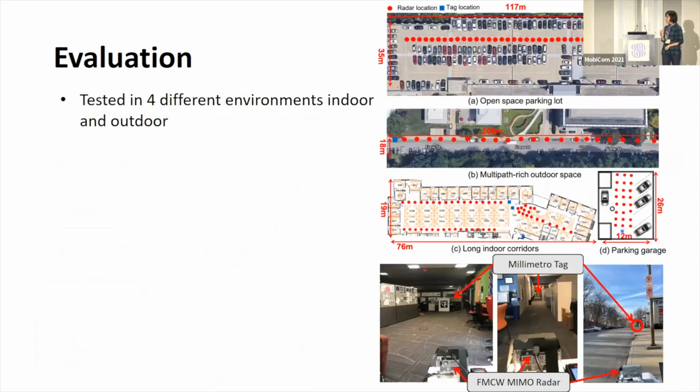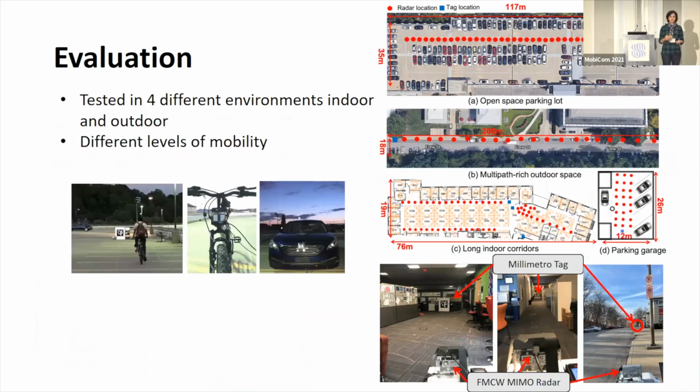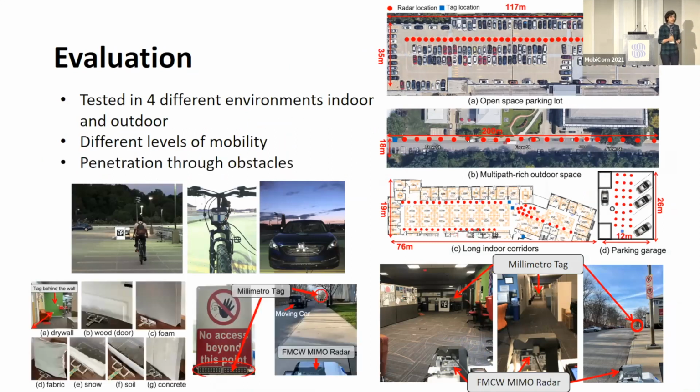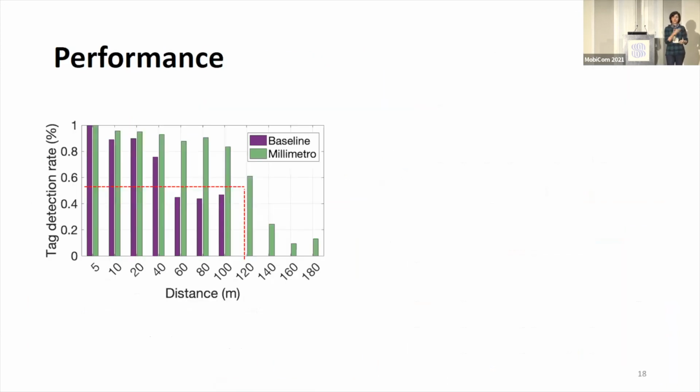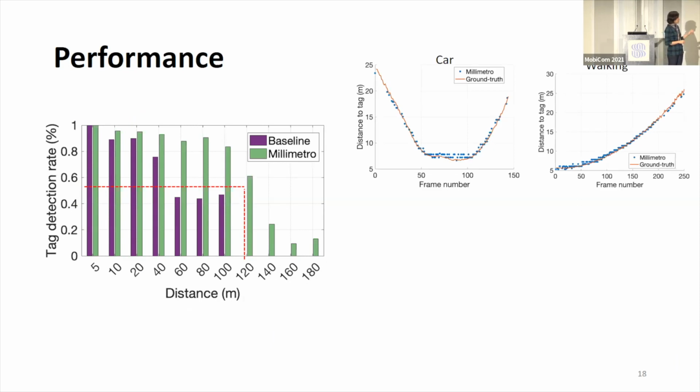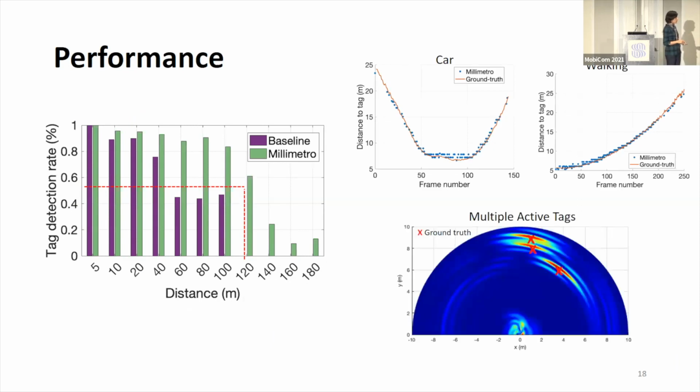So we evaluated this system across different environments, both indoor and outdoor. We also tested it for different mobility cases, where you walk with the radar or have it on a bike or car. We also tested it in different non-line-of-sight situations, especially outdoors, where it very much happens that you have some obstacles between the reader and the tag. And we see that across all these experiments, we get about 15 centimeter localization accuracy. And then we can detect these tags easily up to 100 meters, and then it slowly degrades as we go further from the radar.